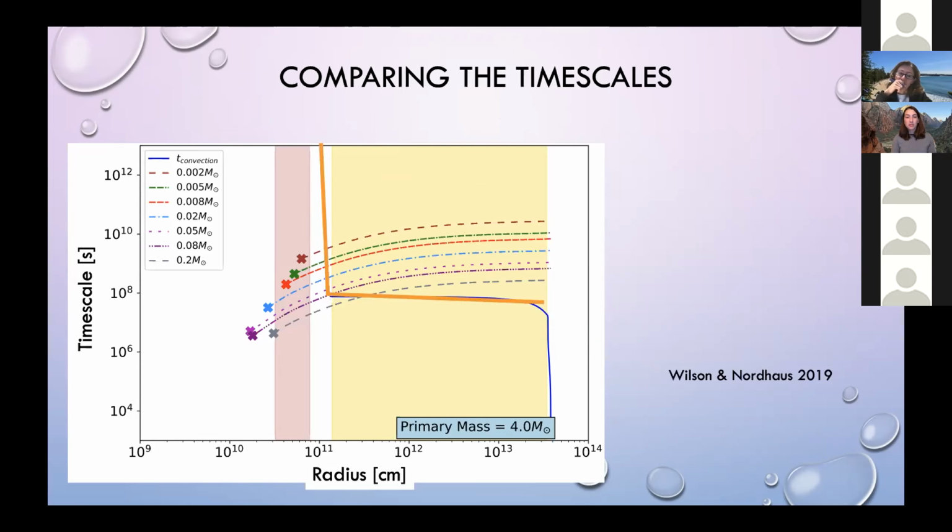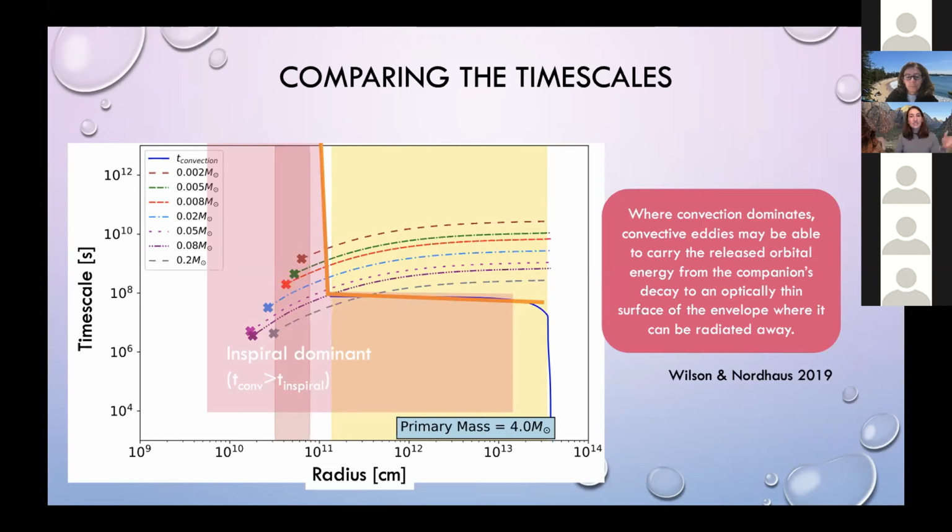Just comparing the timescales, I have this graphically for you first. Anywhere that is above the blue convective transport time, we say convection is dominant. In these regions, convection moves the energy from the inspiraling companion out of the system. It cannot contribute to unbinding the envelope because it has been radiated away from the system. Anywhere that the inspiral is dominant, which is down here, the convection cannot move the energy out of the system, and instead the energy goes into the envelope where it can contribute to unbinding the envelope. So the idea is that where convection is dominant, the eddies can carry the released energy from the companion's decay to an optically thin surface, where it's radiated away, not contributing to ejection. The opposite is true in the other regions.